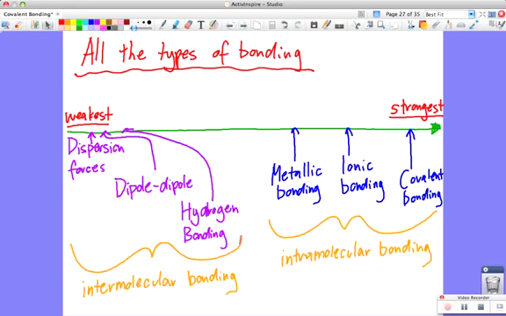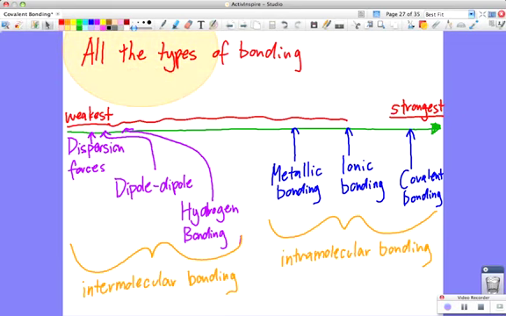So this is sort of a ranking of all the types of bonding we've covered so far. Over here on the right are the strongest forces. We've got covalent bonding, so these are all within molecules, intramolecular. We've got covalent bonding, shared electrons, ionic bonding, electrostatic attraction of ions, and metallic bonding, that electron sea, or glue, that moves around and holds metal cations together.